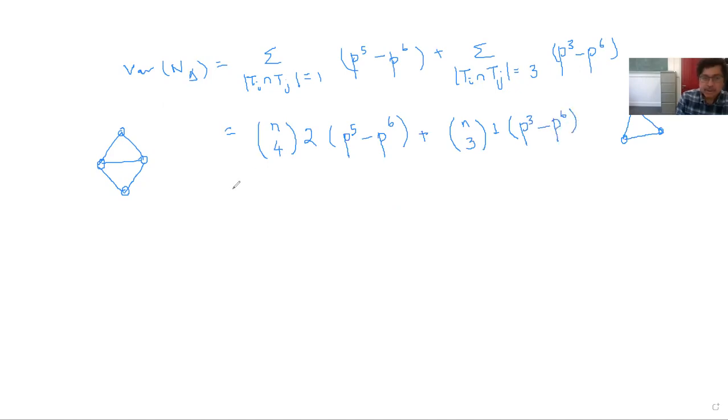And continuing with our sloppy approach to constants, n choose 4 is roughly n to the 4. We don't care about the 4 factorial. We don't care about the 2 here. So this is approximately n to the 4, b to the 5 minus b to the 6. And similarly, the second term is essentially n cubed, ignoring constants, b cubed minus b to the 6. Okay, so for an Erdos-Renyi random graph G(n, p), this is the variance of the number of triangles.